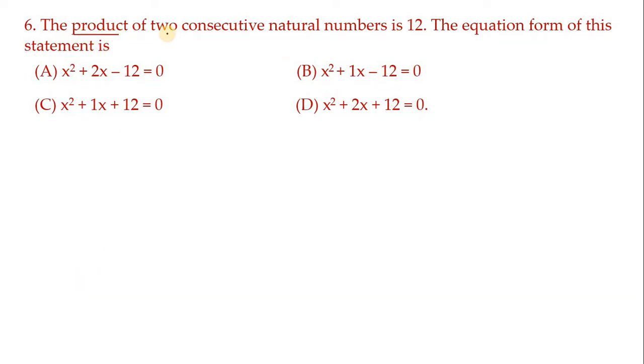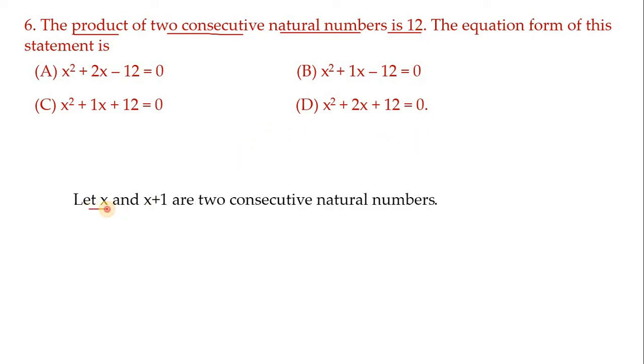Here they are saying product of two consecutive. As I said, consecutive in the sense which is continuous. So natural number is 12. So we don't know the first natural number, hence take first number as x. If the first number is x, next number will be x plus 1. Now these two numbers' product is 12. Hence let me multiply these two numbers. See, x into x plus 1 is equals to 12.